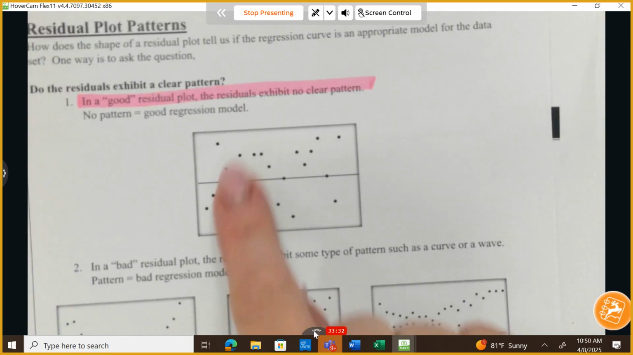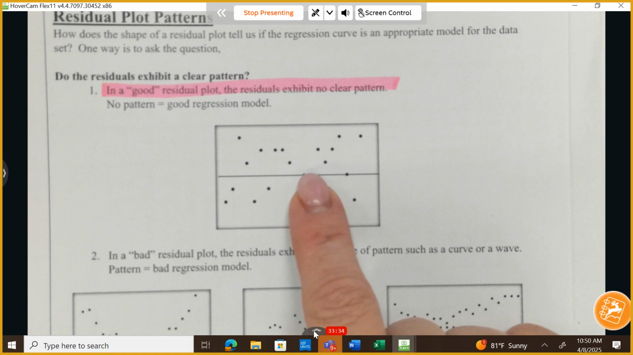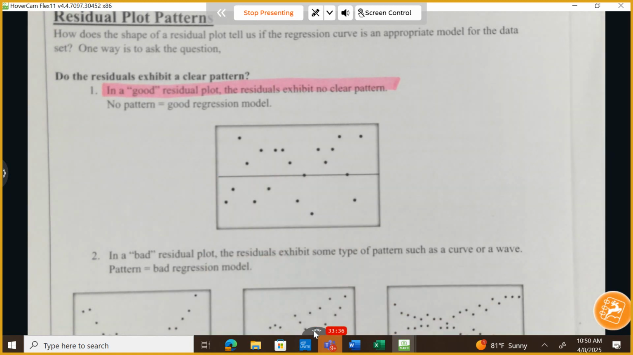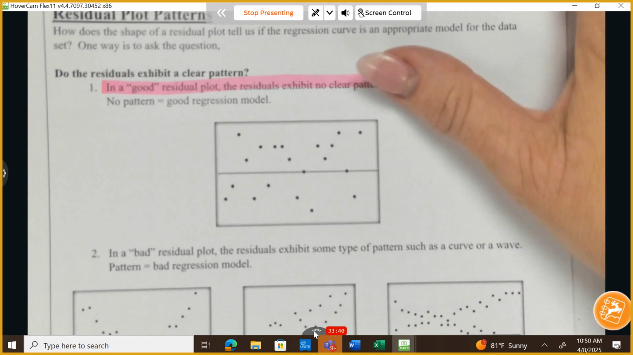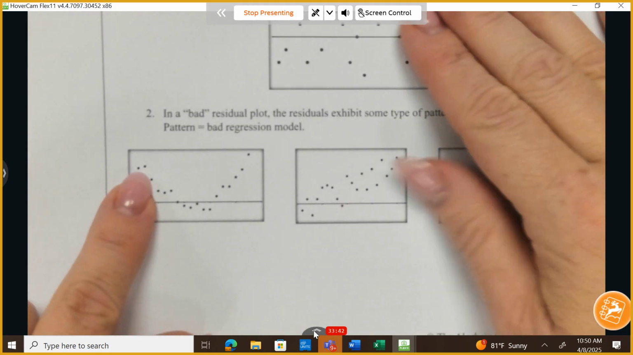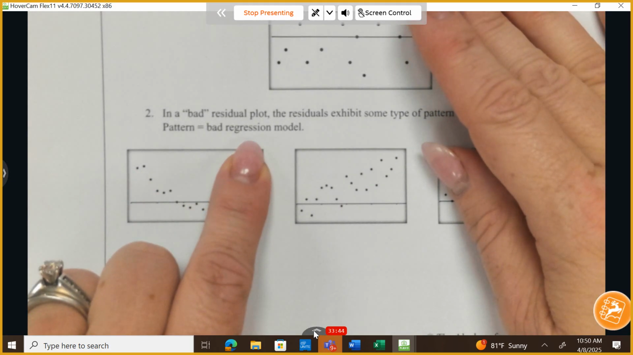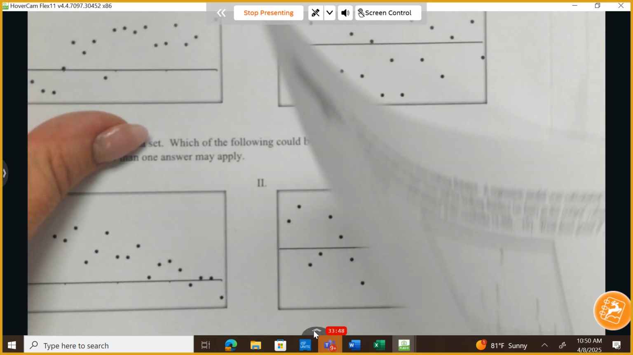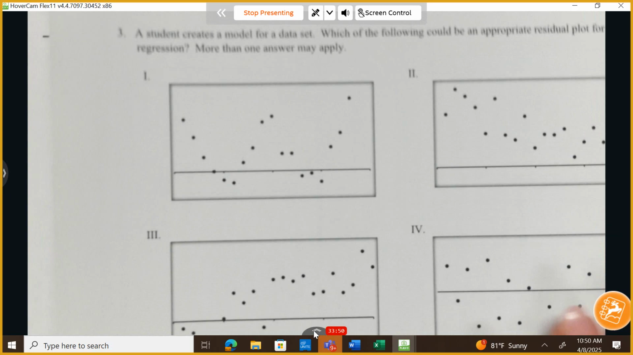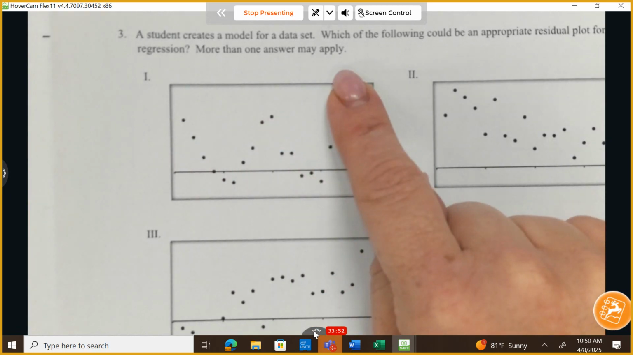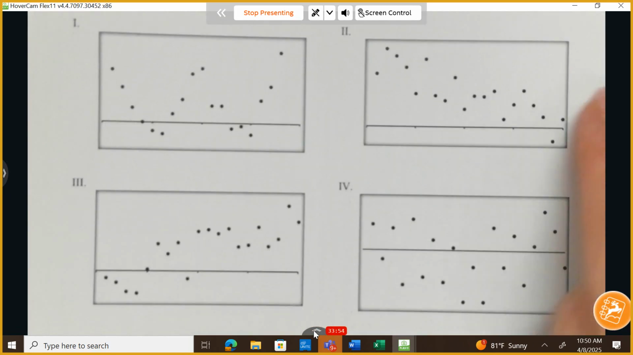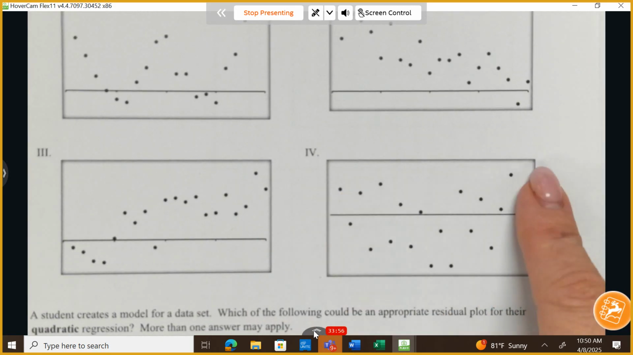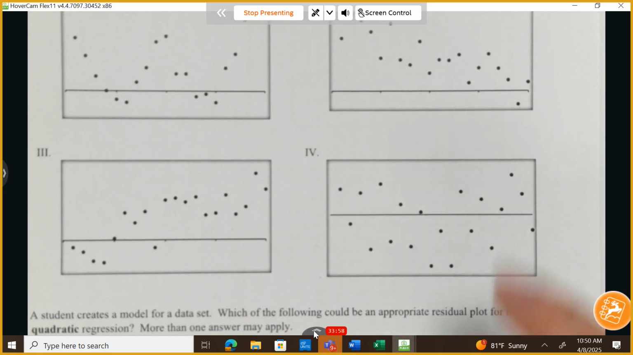So like this, can you see any pattern here? We can't. So we know that's a good residual. It's going to match up with a model. Let's come down here. Can everybody see how we have a pattern here? This is not. Let's look over here. I just gave you some more. Here I can see a pattern. This is not going to be good. I can see a pattern, not good. I can see a pattern, not good. Does this have much pattern to it? Not really. So this would be a good residual.